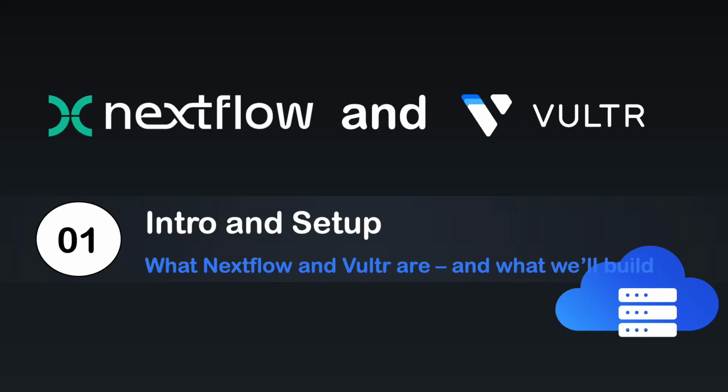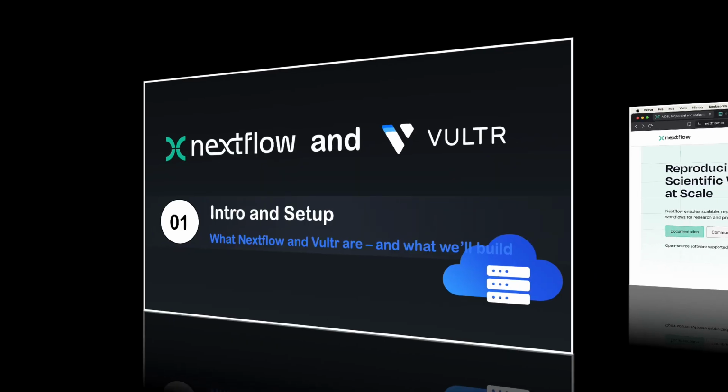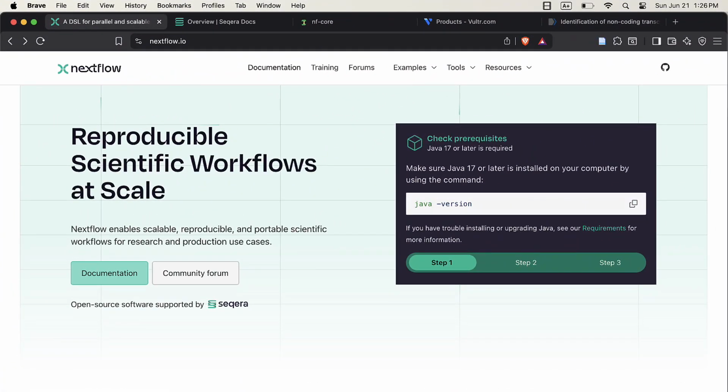In this series, I'll show you how to run a real bioinformatics pipeline in the cloud using real sequencing data. Let's get started. So what is Nextflow? Nextflow is a workflow management system commonly used in bioinformatics, and it makes it possible to run reproducible and scalable analysis pipelines across a wide range of computing environments, from laptops, university clusters, to cloud servers.